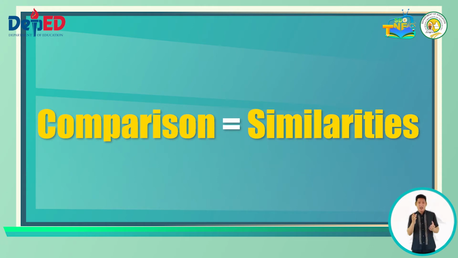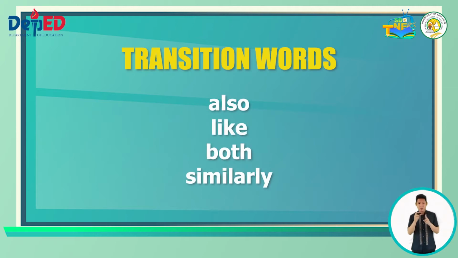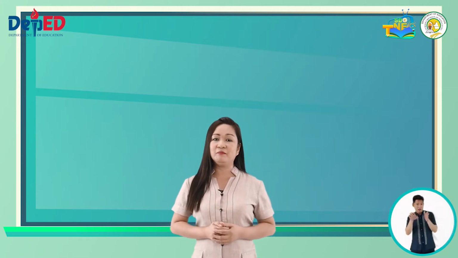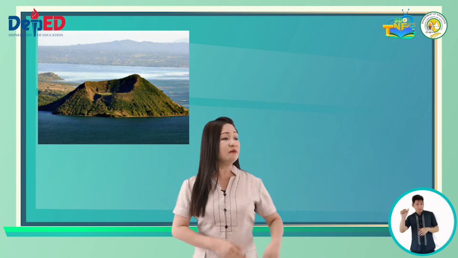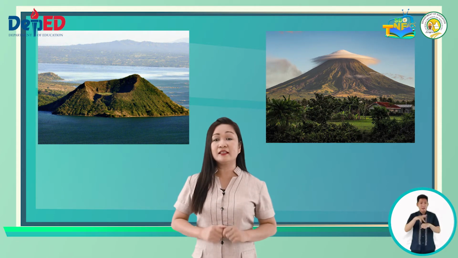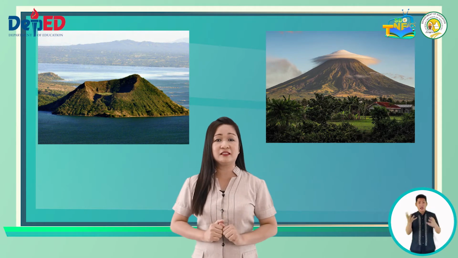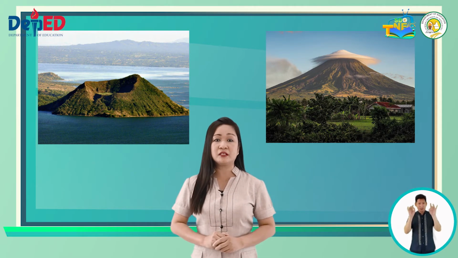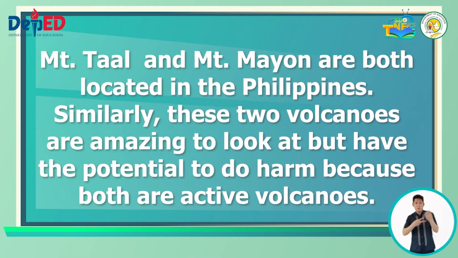Comparison is looking at the similarities between two things. It uses transition words such as also, like, both, and similarly. Take a look at this example. Mount Taal and Mount Mayon are both located in the Philippines. Similarly, these two volcanoes are amazing to look at, but have the potential to do harm because both are active volcanoes.